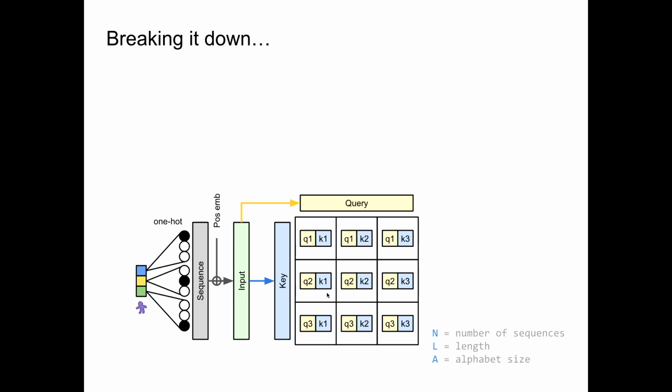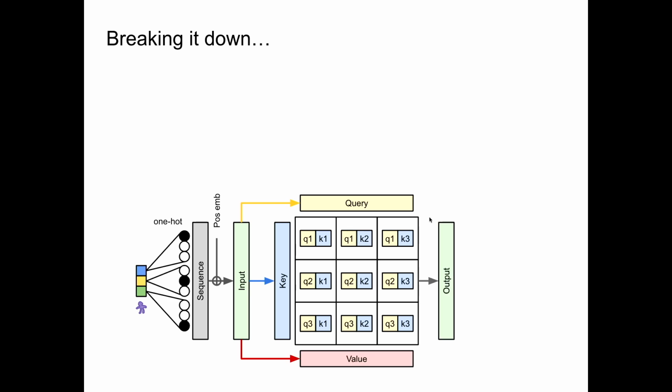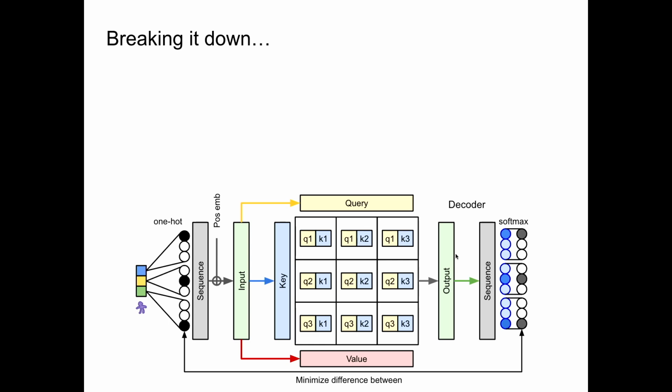Once you have this attention matrix, you now have to populate it with some kind of values. So you multiply by the values, and you get a new output. Once you have this new output, you could pass it through another layer, which I'm just going to call a decoder layer, to get back the sequence. Then you could take the softmax of that and minimize the difference between the input and output. So essentially, it's the exact same objective as the Gremlin model that I just told you about.